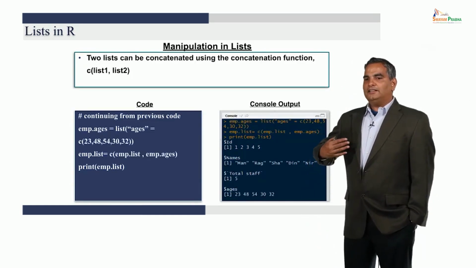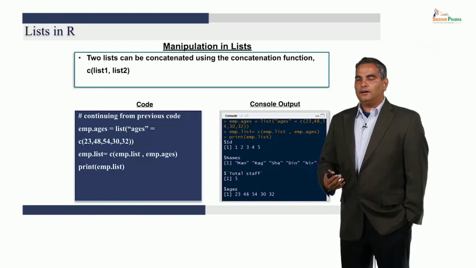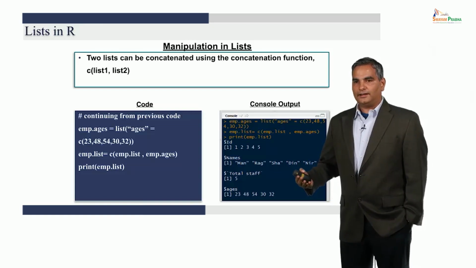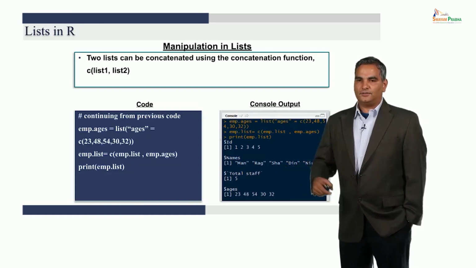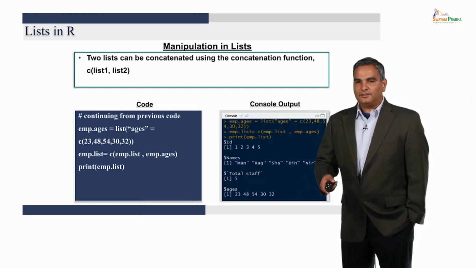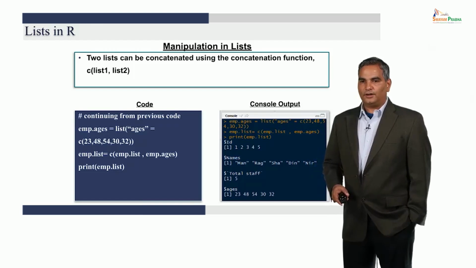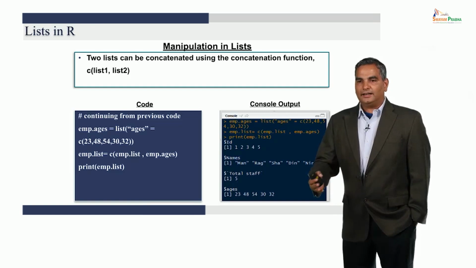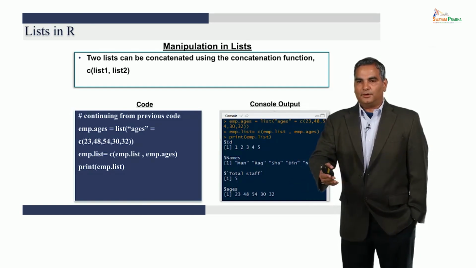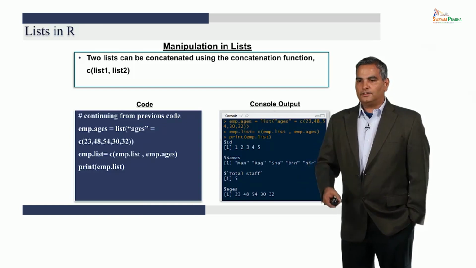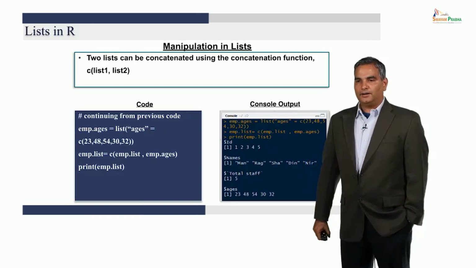Now when you have multiple lists, it's very easy in R to concatenate them. So the command is simply the same command c, just put the lists that you want to concatenate in sequence, and you'll get a result which is a concatenated list. So for example, if you have a list with ages 23, 48, 54, 30, 32 as shown here, you can concatenate that with your previous list by using the simple command c(m.list, m.ages), and you see the result, the ages are also part of the list.